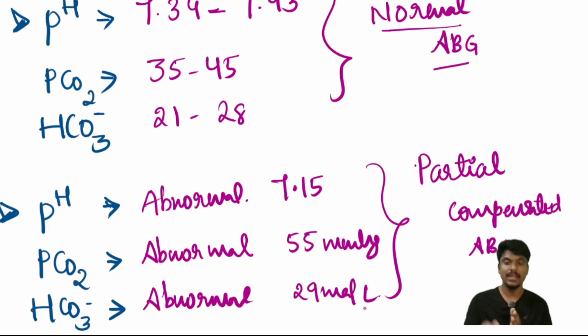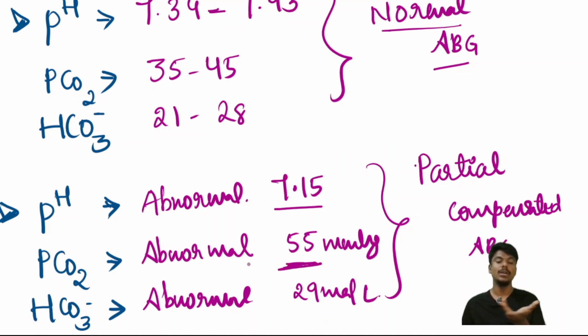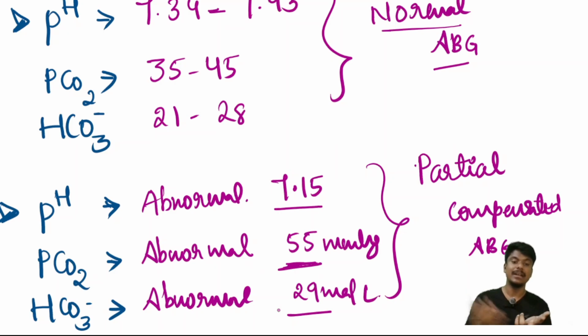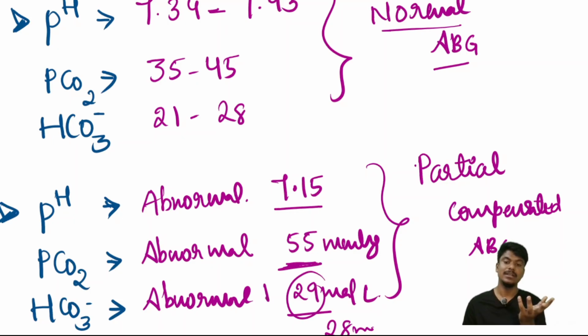Your body is trying to compensate. Here pH is less, which means the patient has acidosis. How? Due to respiratory opposite: your body is retaining more CO2, so pH is reducing and PCO2 is increasing. Now the patient has respiratory acidosis. For respiratory acidosis, your kidney is trying to compensate by retaining bicarbonate ions. Normal is around 28 milliequivalents, and now it has increased to 29.